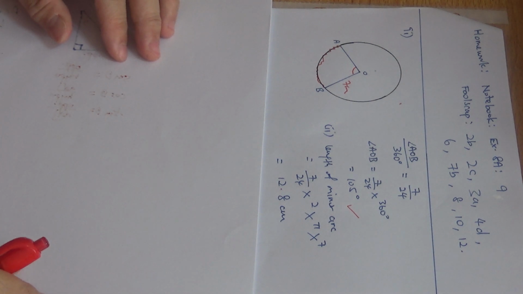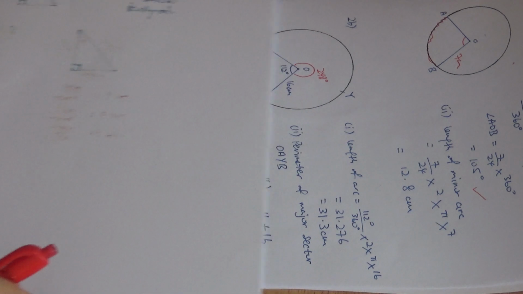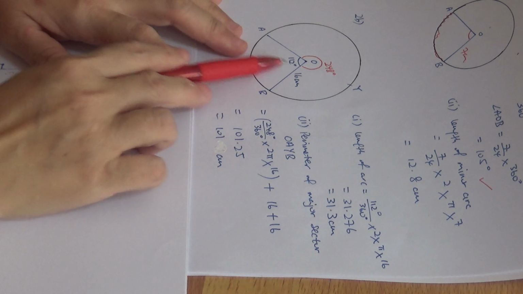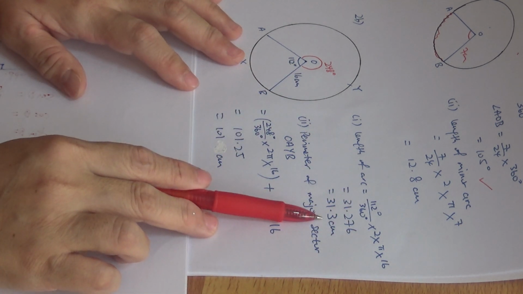Okay, I will move on to your foolscap paper question. Let's move on to question 2. For each of the following circles, find the length of the minor arc AXB and the perimeter of the major sector OAYB. Now take note, they want the length of the minor arc, but they want the perimeter of the major sector. Read carefully, okay? Alright, let's take a look at 2B. Length of the minor arc is just 112 over 360 times this. You'll get the answer, straightforward.